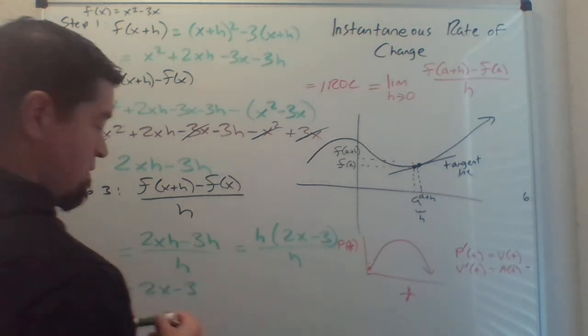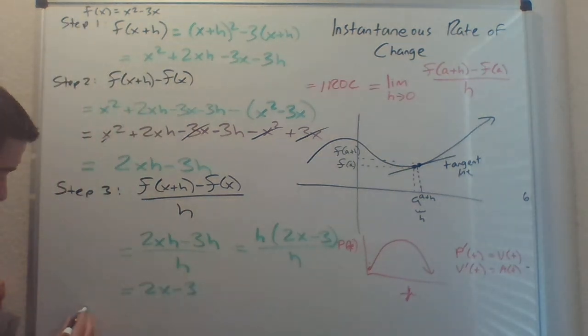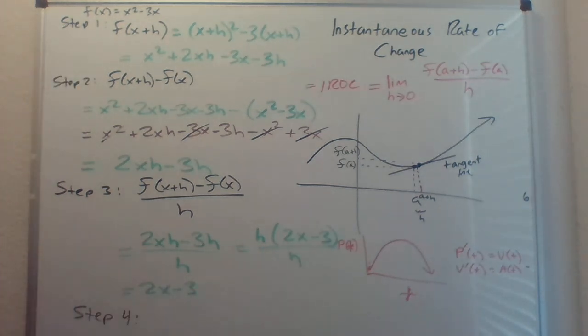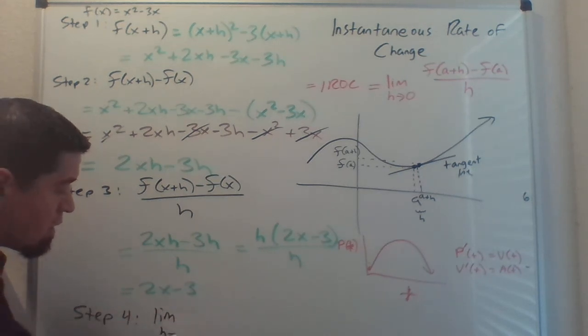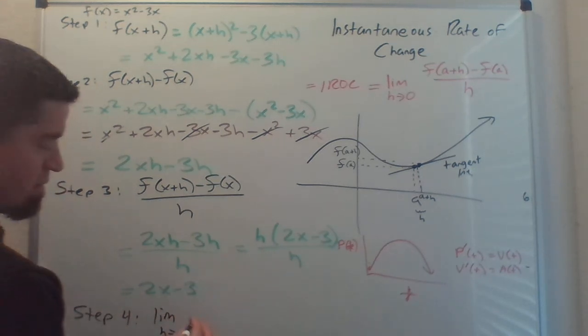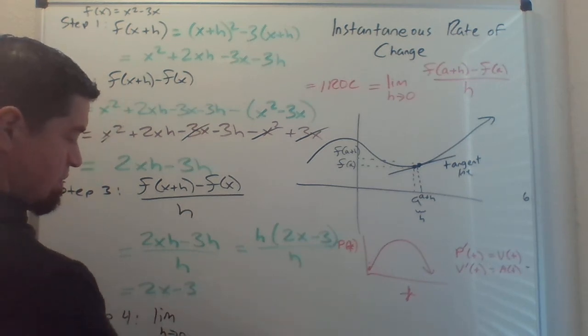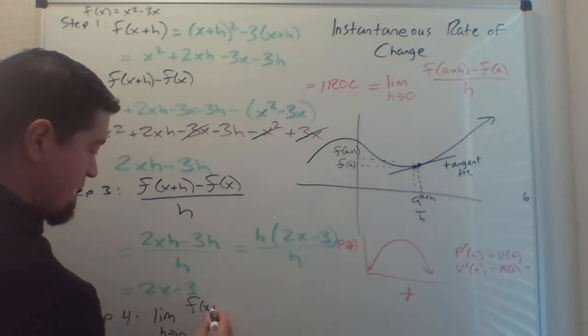Now, step 4 is the final step, which is to take the limit as h approaches 0. On a lot of problems, this will factor in. Let me just write the whole step. This is how the steps are written in black.